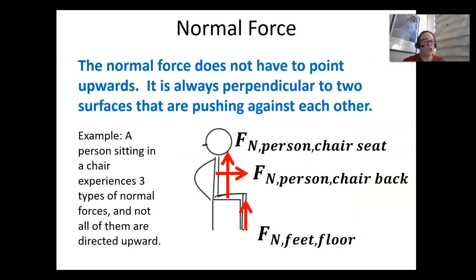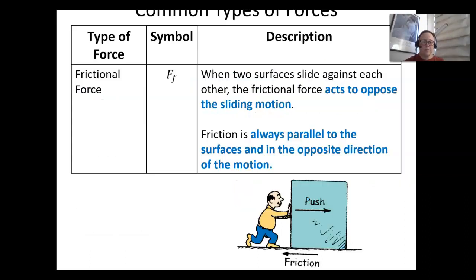And here's just one example. We've got a person sitting on a chair. So their feet are sitting on the floor. Yes, the normal force on their feet is pointed up. They're sitting on the chair. So the normal force that the seat of the chair is applying to the person is pointing up. But if they're leaning back in the chair, they're pressed into the back of the chair, which is exerting a normal force that's parallel to the floor. So that is one example of a normal force that is not opposite of the gravitational force. So normal forces can be in any direction.